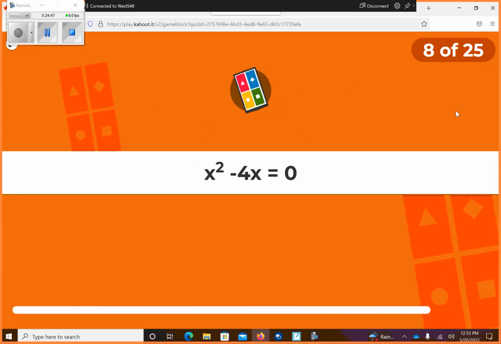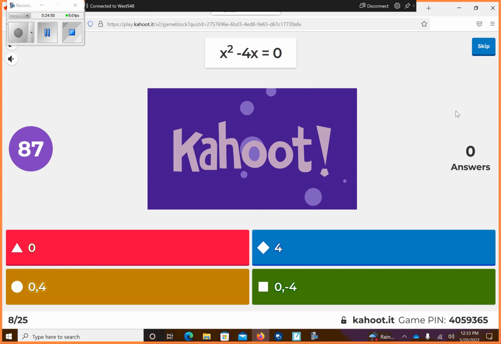Oh, tricky one. x squared minus 4x. So factor an x out. So you have x and then x minus 4. So x is equal to 0 and x minus 4 equals 0. So add 4 to both sides. So 0 and positive 4 are your answers, which is the circle, which is the lower left-hand corner, where my cursor is sitting.